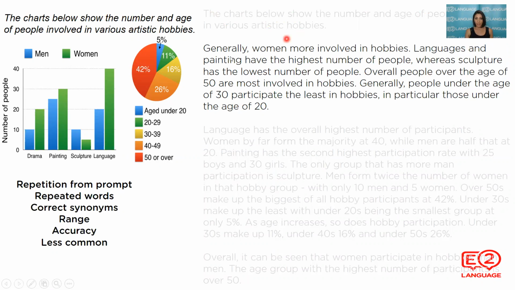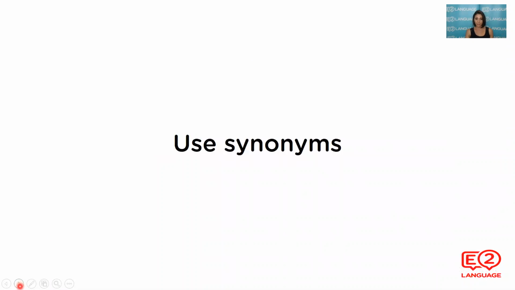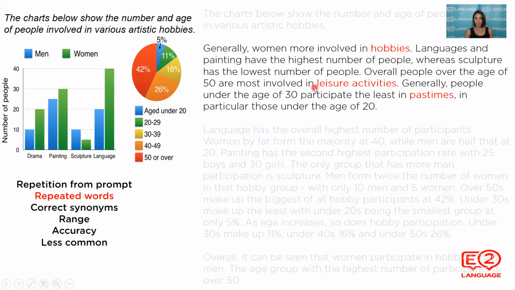Next, generally, women are more involved in hobbies. Language and painting have the highest number of people, whereas sculpture has the lowest number of people. Overall, people over the age of 50 are more involved in hobbies. Generally, people under the age of 30 participate the least in hobbies. So there, what's the mistake? I've used repeated words. I've mentioned hobbies 3 times in that paragraph. So what do I want to do there? I need to use synonyms. So instead of repeating hobbies, I can replace it here with leisure activities and here with pastimes. So these are all good synonyms to avoid repeating words.